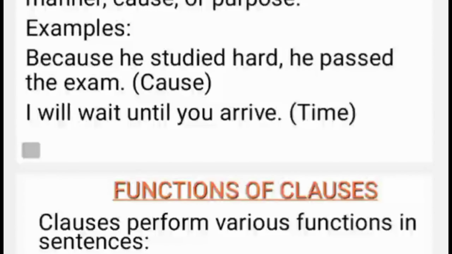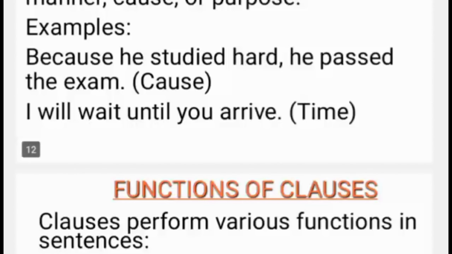I will wait until you arrive. That is an adverbial clause of time. What is the time here? Until you arrive.